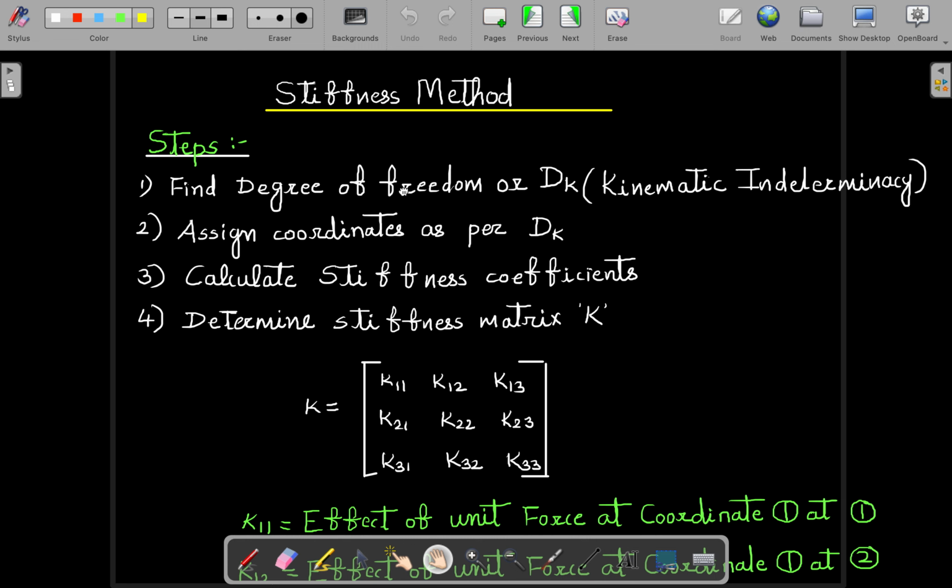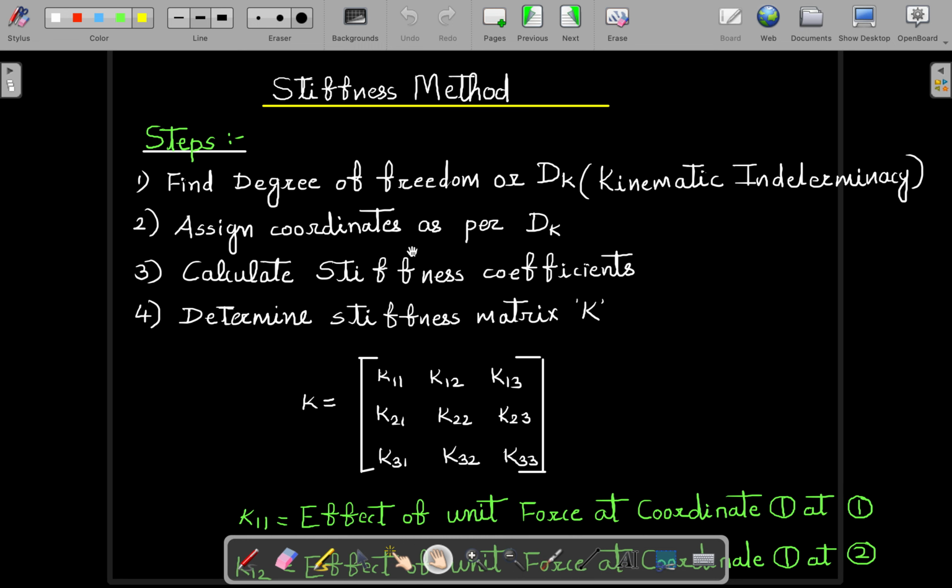Okay. So students, today we are going to see a very important question based on stiffness matrix method. Before we go to the question, I'm starting with the basic steps for the method. The steps are like this.